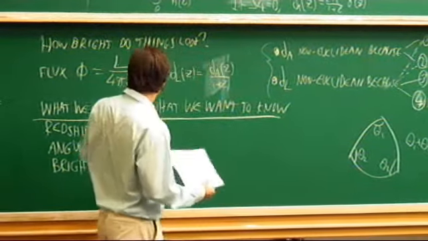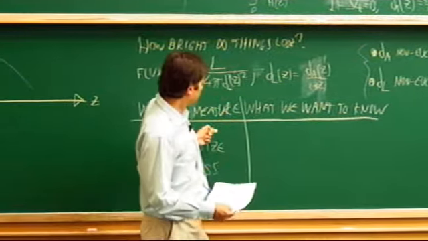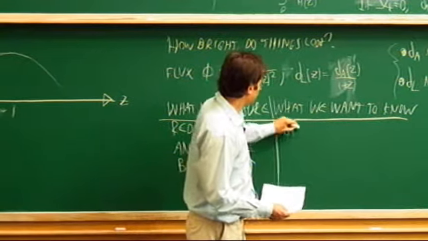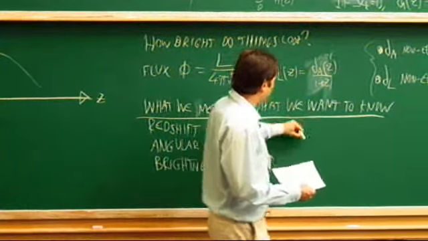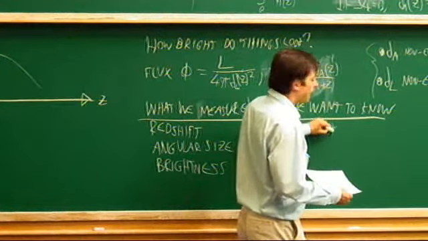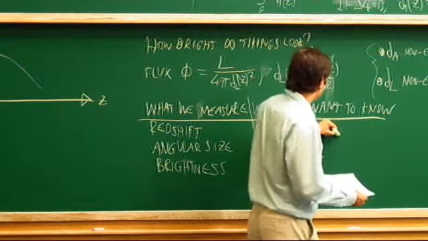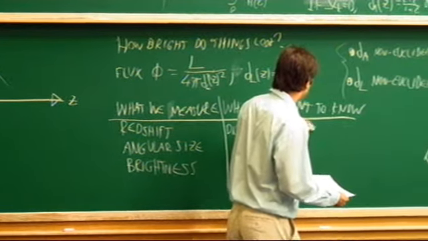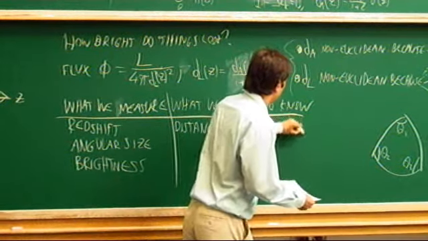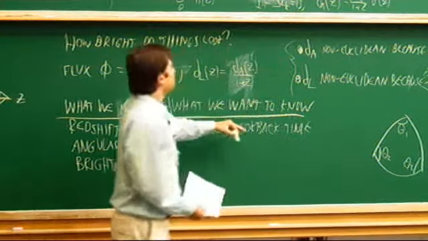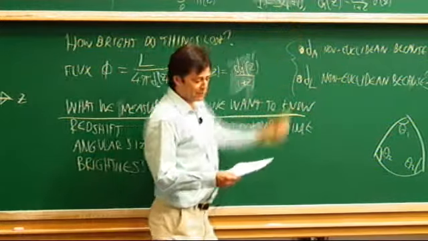We might want to know, instead of the redshift, we might want to convert that into the actual distance. We might want to know the distance to the object. Or we might want to know the so-called look-back time. How long ago was it that the light was given off? Okay. That's all taken care of by the first equation we derived here, right?